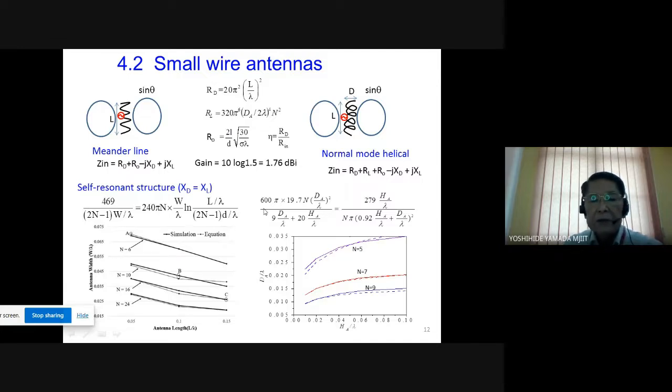So these equations were derived by our research group, based on the exact calculation result of the electric field inside and on the surface of the meander line. So to achieve this equation, the correct simulation result is very important. So we tried many times by trial and error and found the correct simulation result, and we could finally achieve these structural equations.